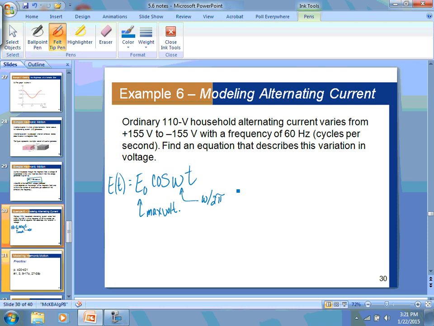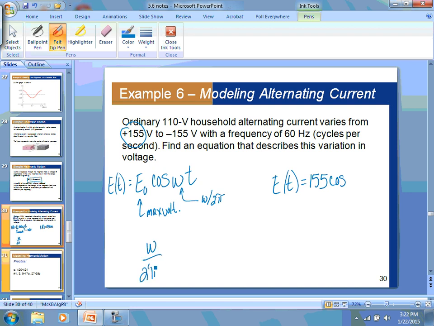Okay, so they told us our maximum voltage, our standard 110 volt, has a maximum of 155. So we'll just substitute 155 in there for the E sub 0. Okay, but I got to figure out that W part. Now they don't really tell me what the W is, but they do tell me the frequency. They tell me that if they take whatever W is and divide it by 2 pi, they get 60. So I have to work backwards here a little bit. W over 2 pi is equal to 60.